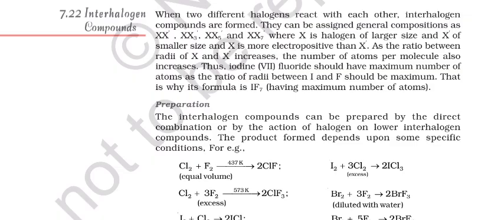Interhalogen compounds. When two different halogens react with each other, interhalogen compounds are formed. They can be assigned the general composition XX', XX'3, XX'5 and XX'7, where X is a halogen of larger size and X' of smaller size, and X is more electropositive than X'. As the ratio between the radii of X and X' increases, the number of atoms per molecule also increases. Thus iodine fluoride should have the maximum number of atoms, as the ratio of radii between I and F should be maximum. That is why its formula is IF7.